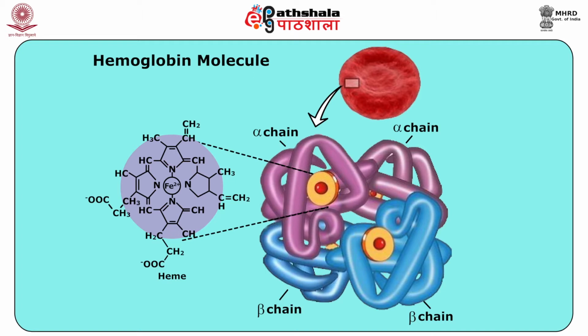Each hemoglobin molecule binds 4 oxygen molecules as it contains 4 iron atoms, each capable of binding 1 oxygen. It is the iron contained in hemoglobin that accounts for the distinctive red coloration of our blood.